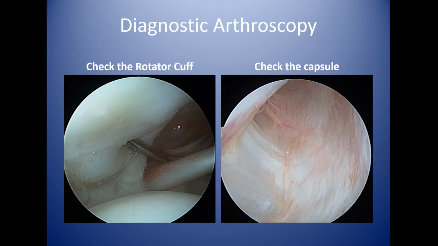That's the biceps coming up into the shoulder. And then on the right picture, we're actually looking underneath the ball, so below the ball in the socket, at that capsule or lining of the shoulder joint, to make sure there's no tears, no pieces of cartilage floating around down there that can happen when you dislocate your shoulder. Next slide.